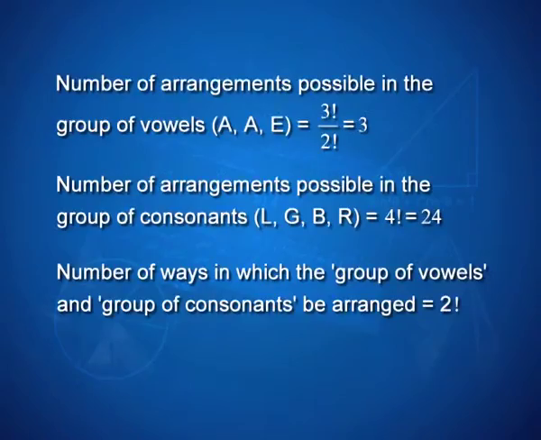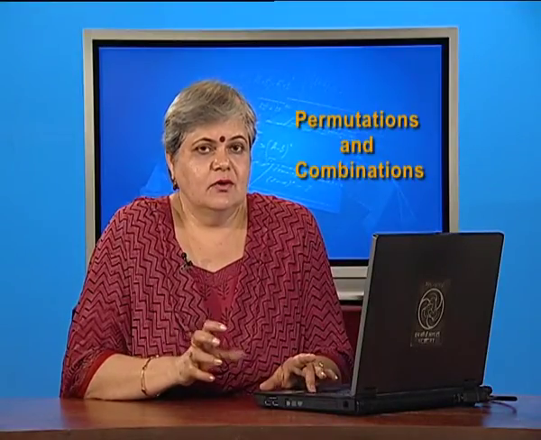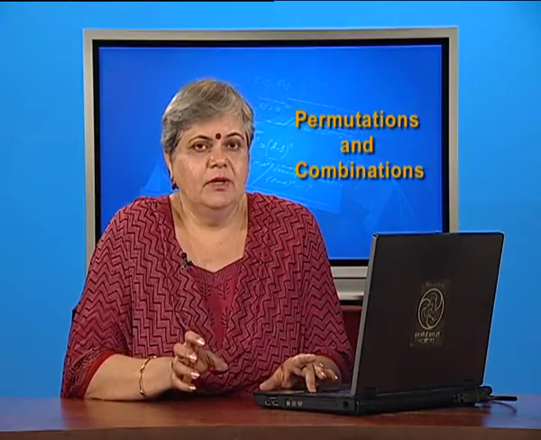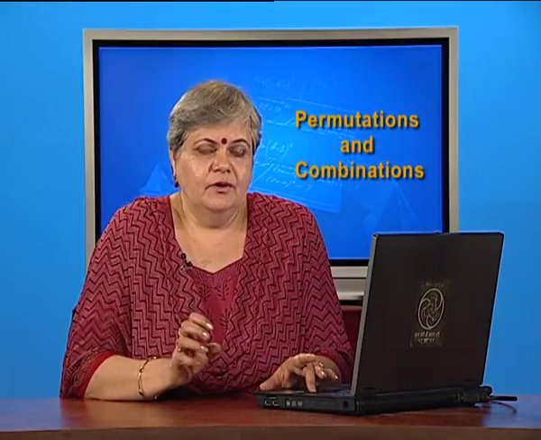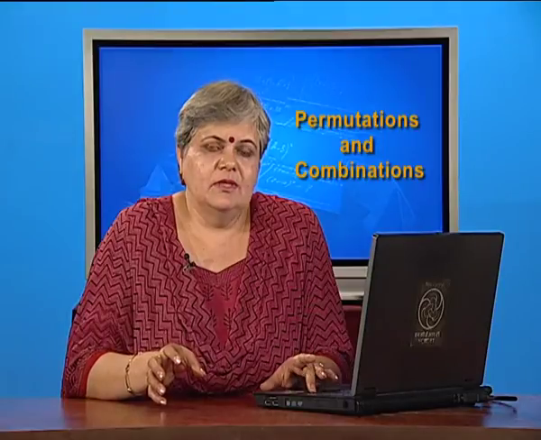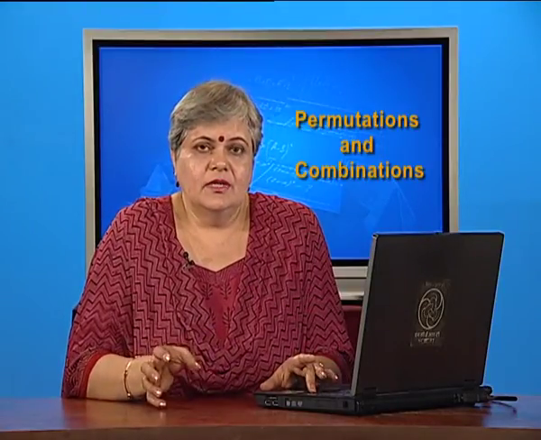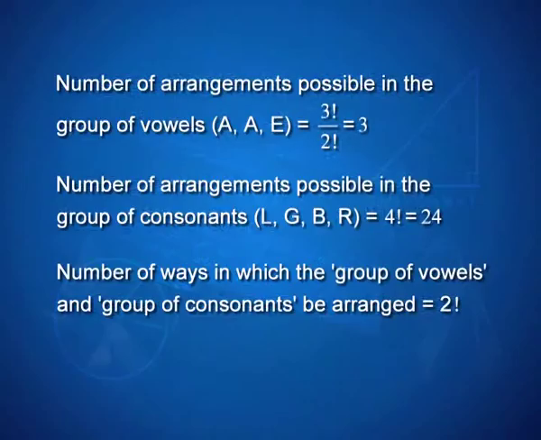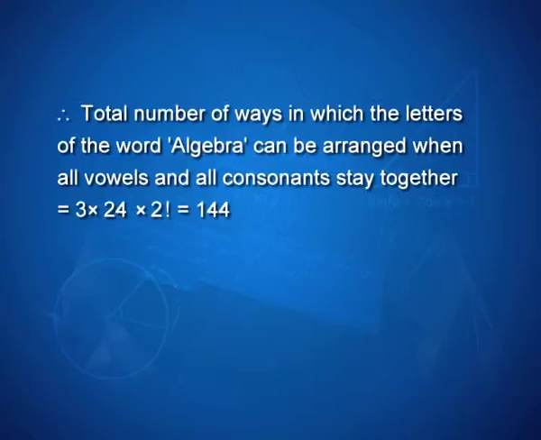And now, we have to keep the vowels and consonants together, but then they can be interchanged. That is, the group of vowels and the group of consonants may be permuted, and that can be done in 2 factorial ways. So, you can have the word where all consonants are together first and then all vowels, or all vowels and then consonants. So, you have 2 such different ways. By the fundamental principle of counting, the number of ways in which the letters of the word algebra can be arranged when all vowels and all consonants stay together comes out to be 3 times 24 times 2 factorial, leading to an answer of 144.